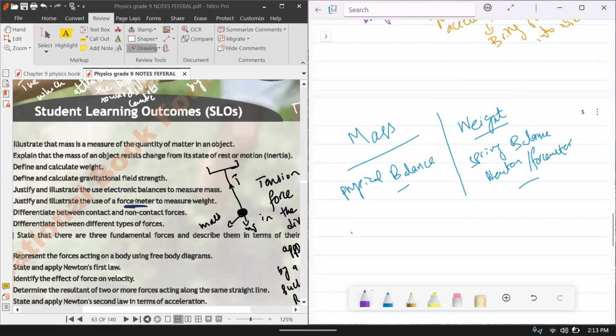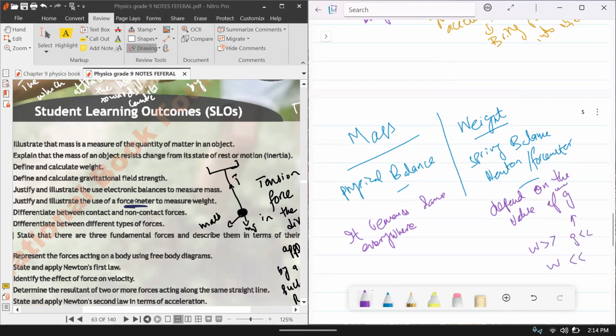Mass remains the same everywhere. It's not going to change, whereas weight depends on the value of G. If G is bigger, weight is going to be bigger. If G is smaller, weight is going to be smaller, because we know the formula of weight is W equals mg. So if mass remains constant, the only thing that is changing is the force of gravity. If gravity is changing, so is the weight of the object. So on different planets, mass is going to remain constant and weight will change accordingly.